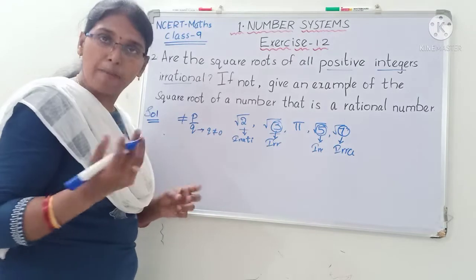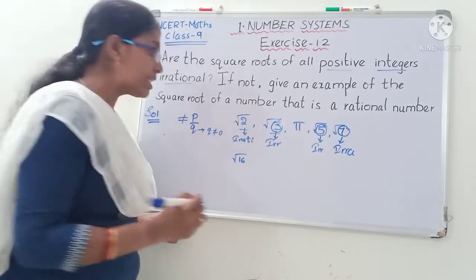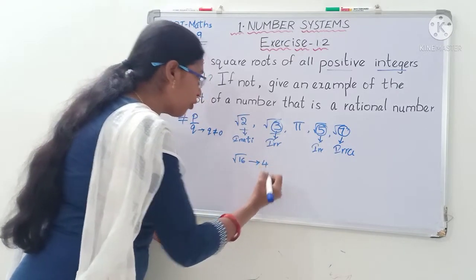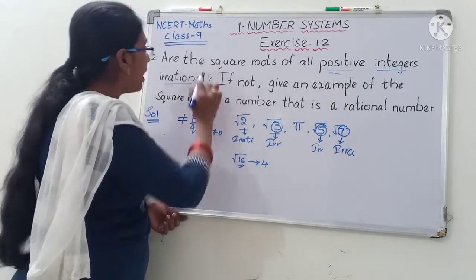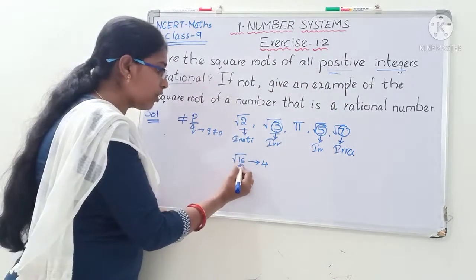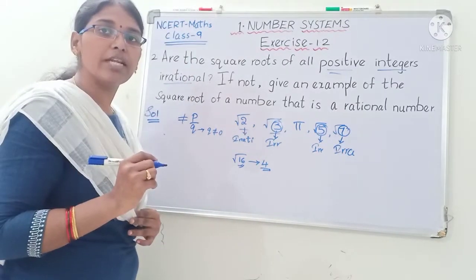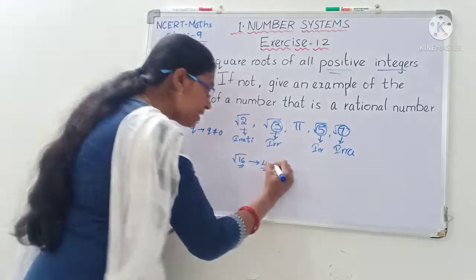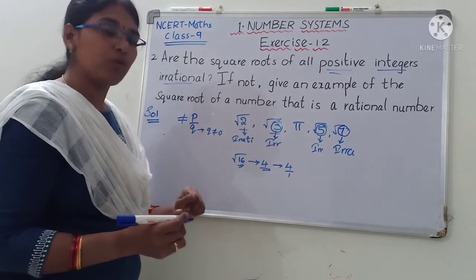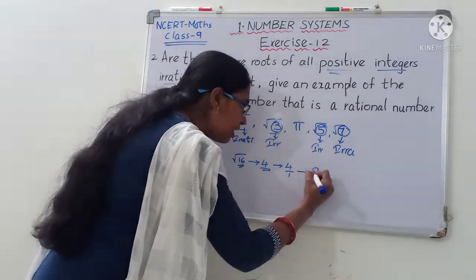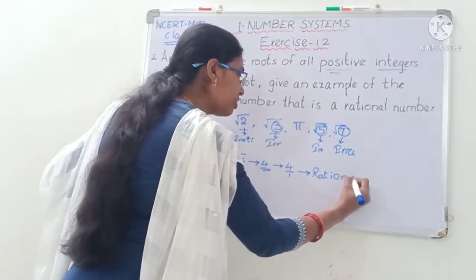No children, let's see some other examples. What is root 16, children? Root 16 is 4. You all know that 16 is a positive integer. We consider a positive integer and the square root of the positive integer. Square root of the positive integer 16 you got as 4. Is 4 a rational number or an irrational number, children? 4 can be expressed as 4 by 1. That means you are able to express it as p by q. So, it is a rational number here. So, this statement becomes false.